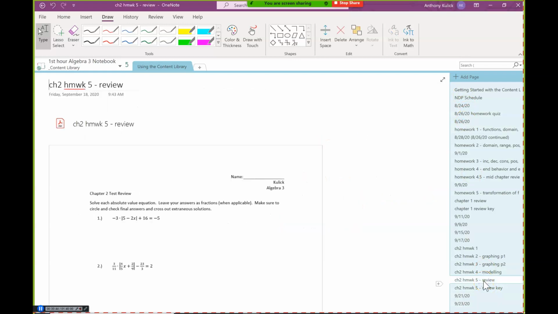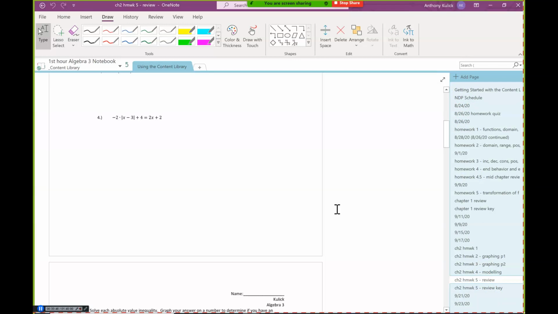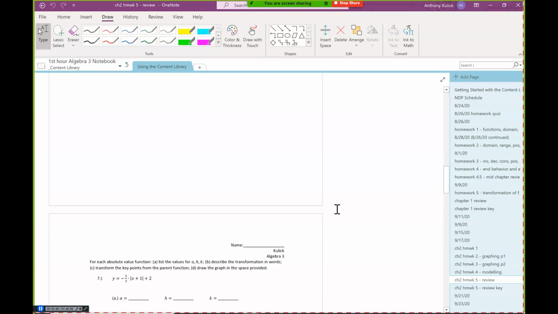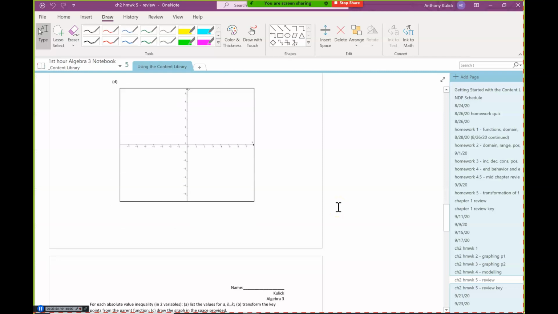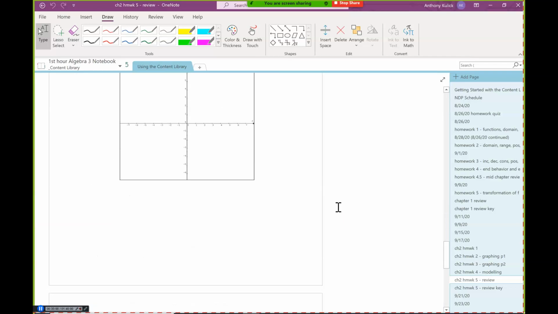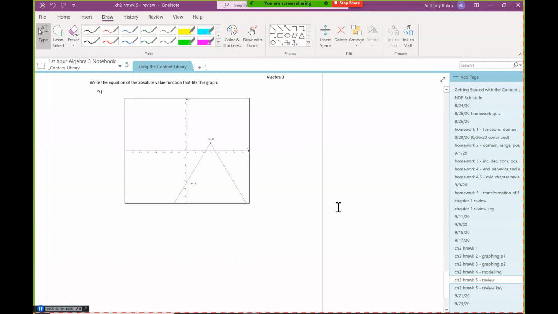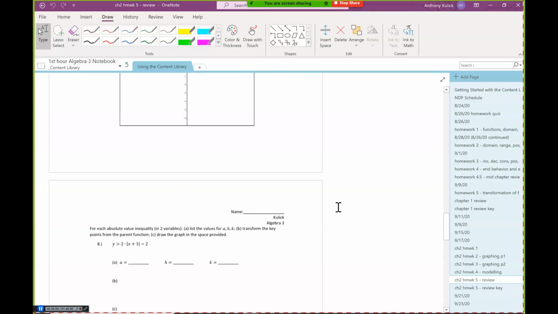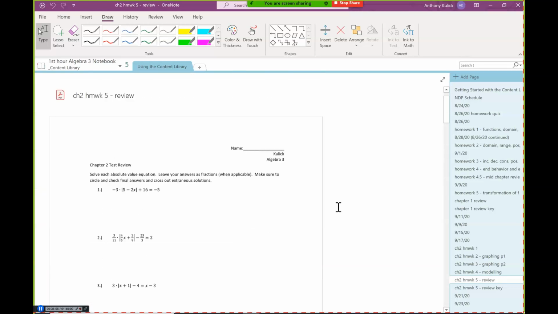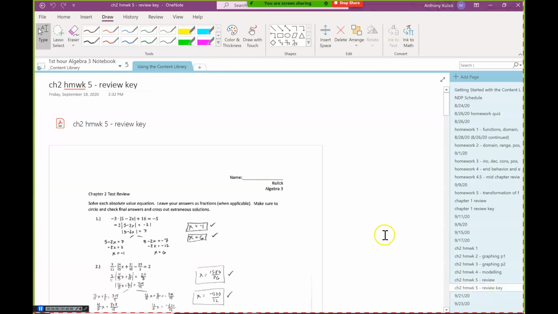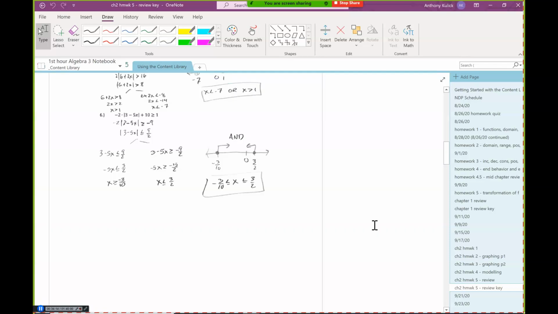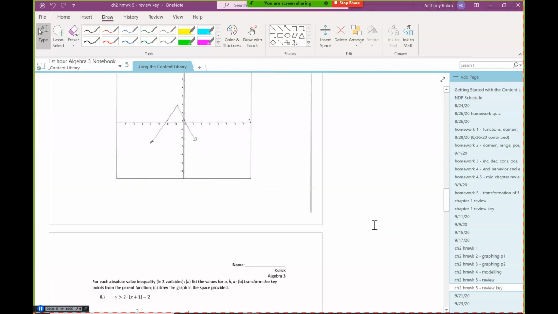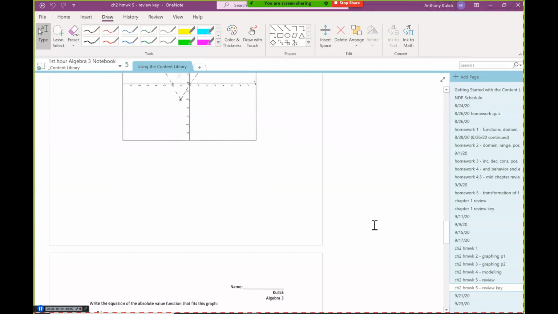And in general, if we look at the review that I posted for you guys, the review is the exact format of the test. The only difference between the review and the test is the questions will be different. But the format is exactly the same. There's the same number of questions, the same types of questions. So the review is there on the content library. And you'll also see that I've posted my key for the review as well. So as you're doing this, you can check to make sure you're doing things correctly.